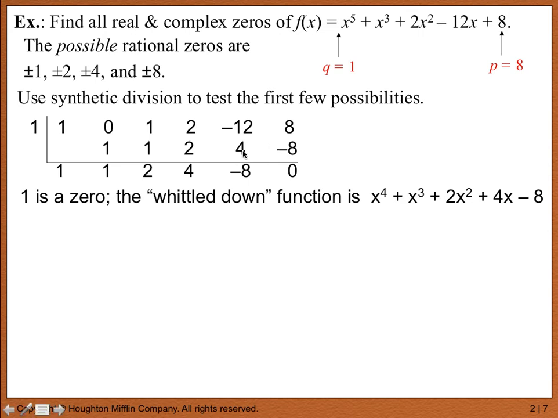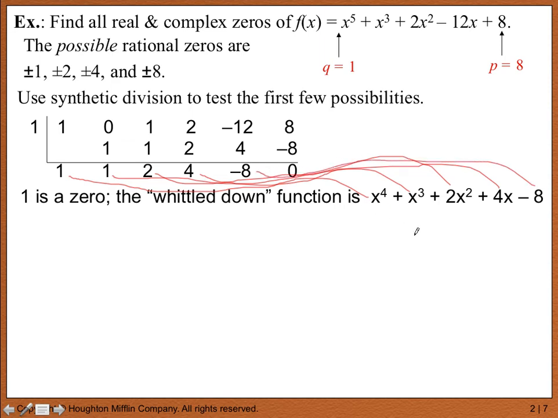Again, just to be crystal clear about this, because it doesn't hurt to repeat, this 1 in front of the x to the fourth corresponds to this 1. This 1 in front of the x cubed corresponds to this 1. This 2 in front of the 2x squared corresponds to this 2. This 4 in front of the x corresponds to the 4. And this negative 8 constant corresponds to this negative 8.